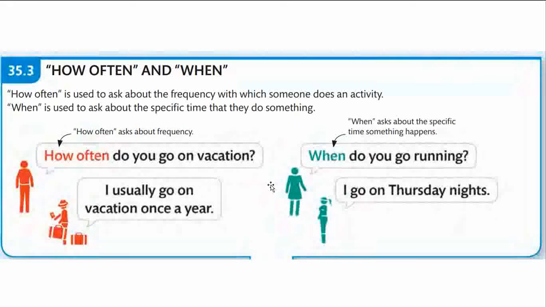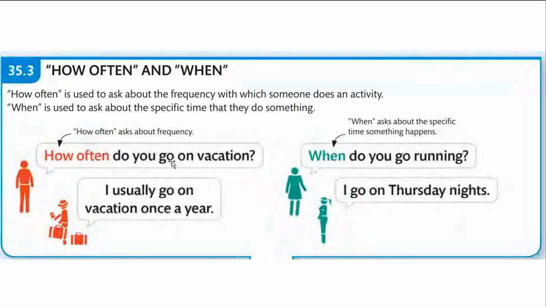The next pointer that we have is how often and when. How often and when, these are the two question tags used for constructions. What is the difference between the two? How often is used to ask about the frequency with which someone does an activity. Frequency, that means the adverb of frequency. How often. When is used to ask about the specific time that they do something. Specific time or adverb of time.